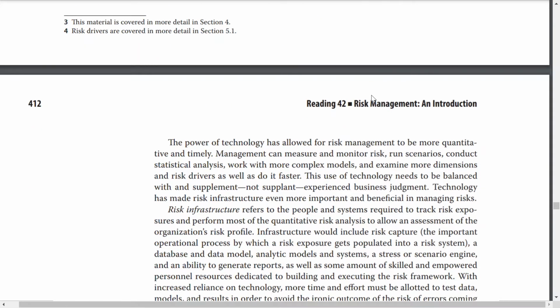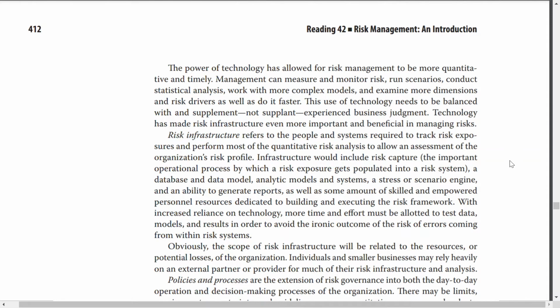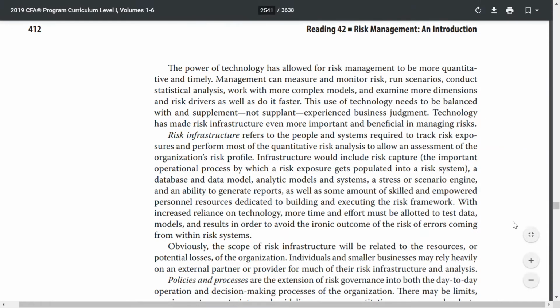The power of technology has allowed for risk management to be more quantitative. Timely, management can measure and monitor risk, run scenarios, conduct statistical analysis, work with more complex models, and examine more dimensions and risk drivers, as well as do it faster. The use of technology needs to be balanced to supplement, not supplant, experienced business judgment. Technology has made risk infrastructure even more important and beneficial in managing risk.